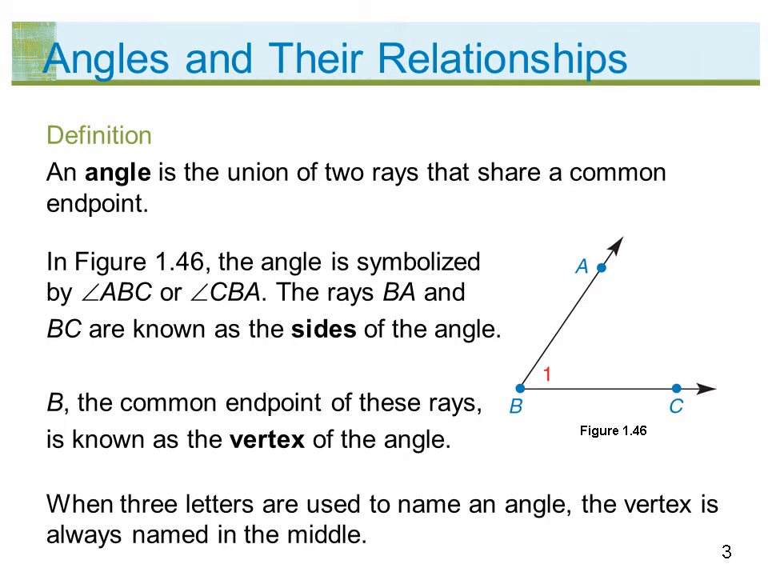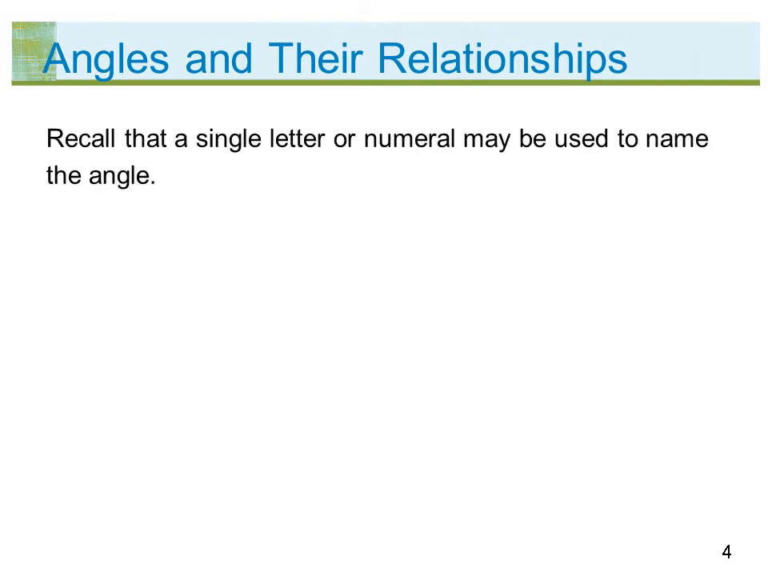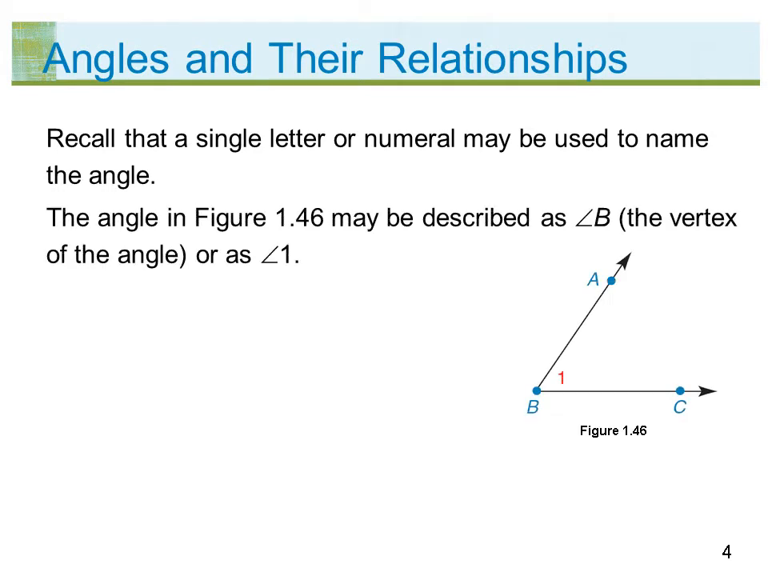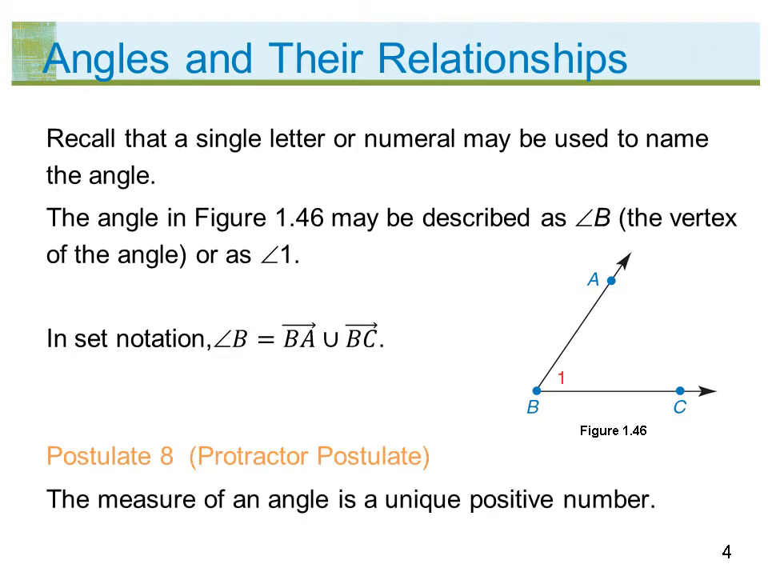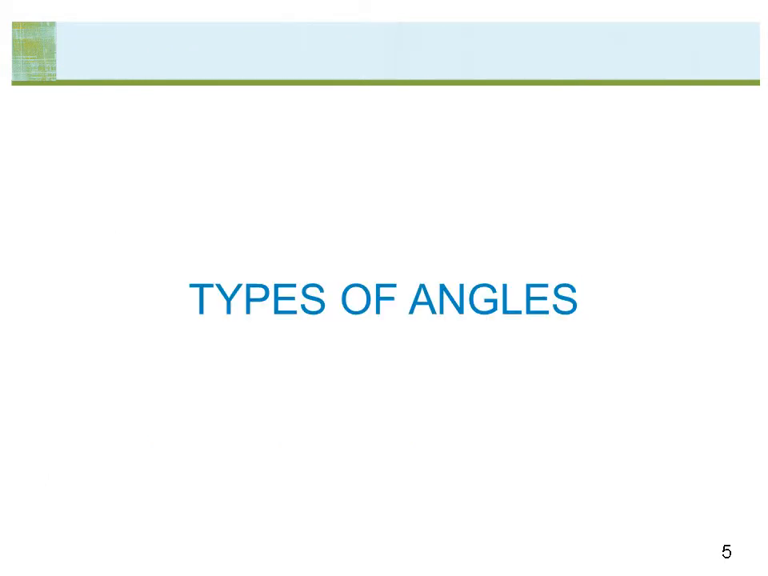When three letters are used to name an angle, the vertex is always named in the middle. Recall that a single letter or numeral may be used to name the angle. The angle in Figure 1.46 may be described as angle B, the vertex of the angle, or as angle 1. In set notation, angle B equals ray BA union ray BC. Postulate 8, protractor postulate: The measure of an angle is a unique positive number.